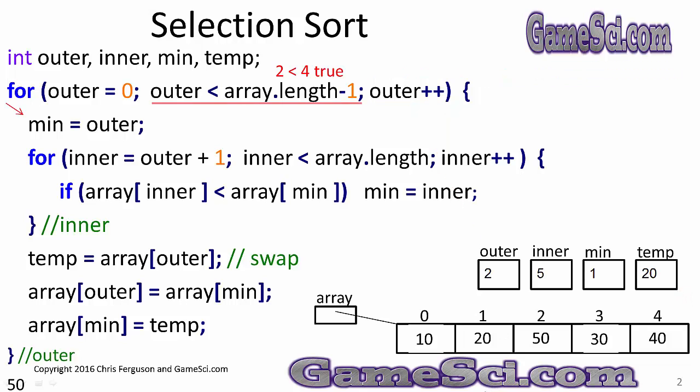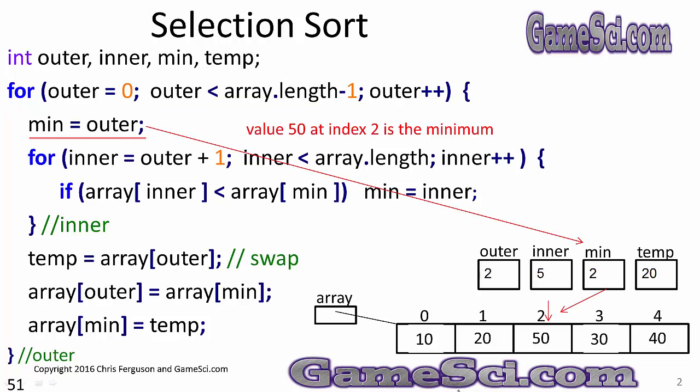2 less than 4 is clearly a true statement, so we're going to go inside the for loop and execute the body of the outer for loop. Min equals outer, that's our default. The value 50 at index 2 is the minimum. The start of our scan always is the minimum value until we look at the other numbers.